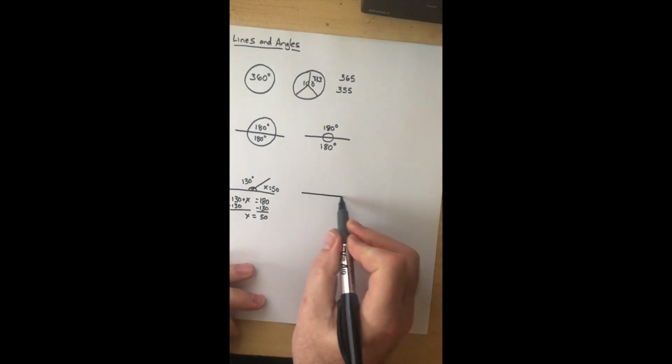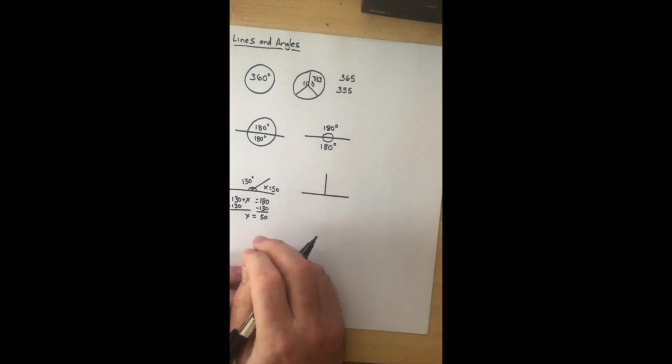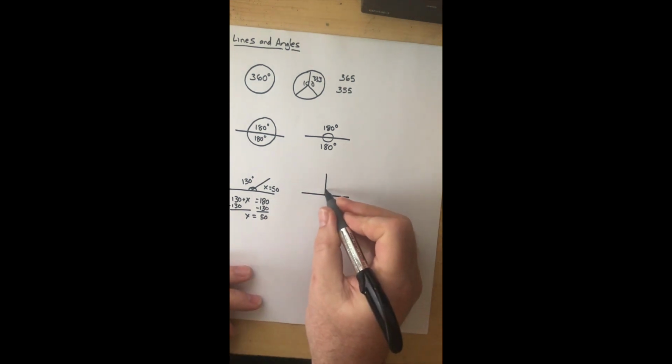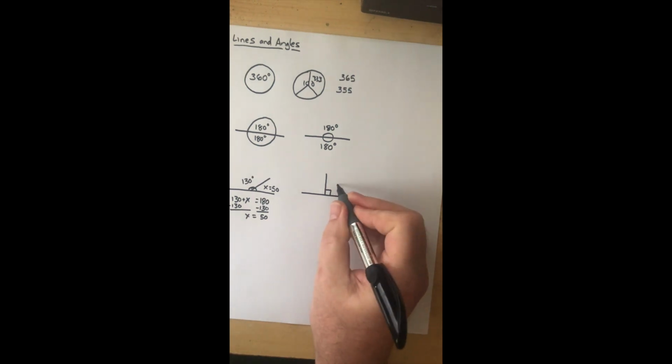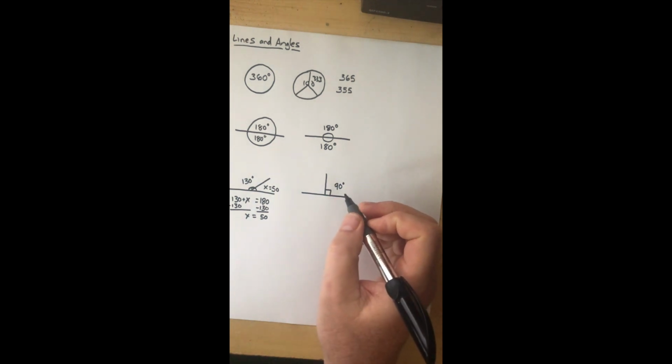If I divide a line directly in half, it makes something you may have seen before, a right angle. Now, a right angle is 90 degrees. You might remember this from right triangles, which you learned in elementary school.